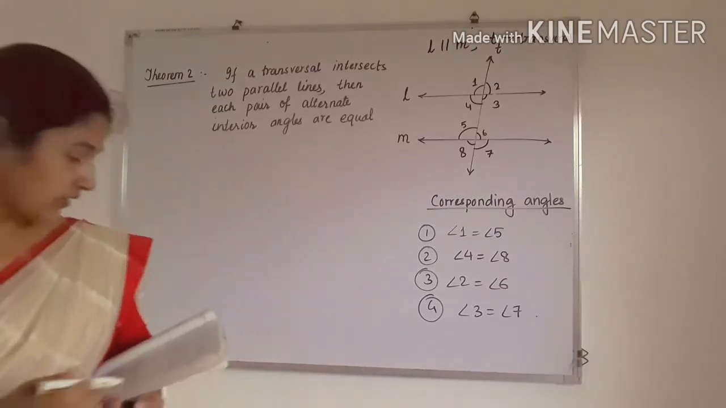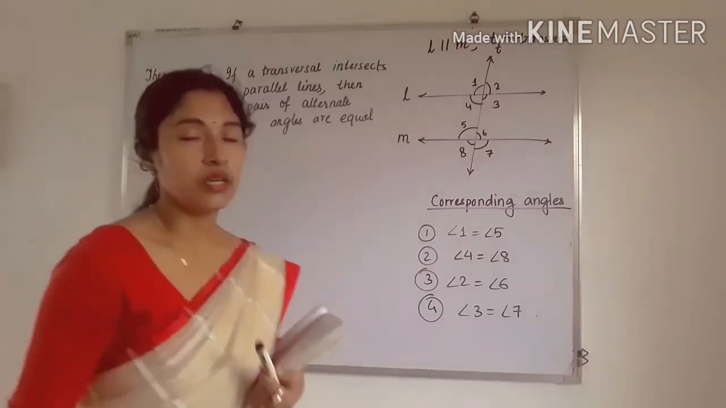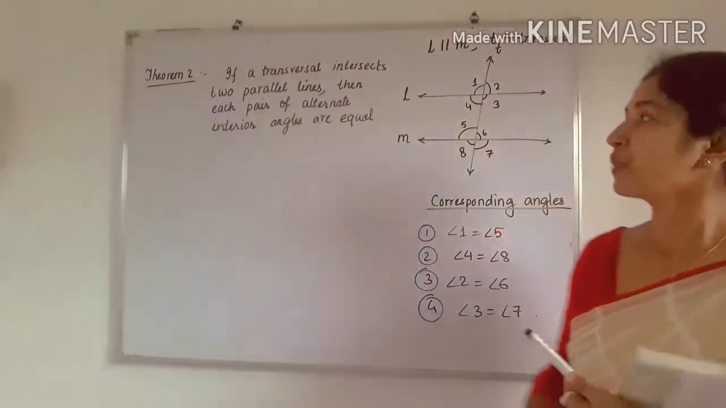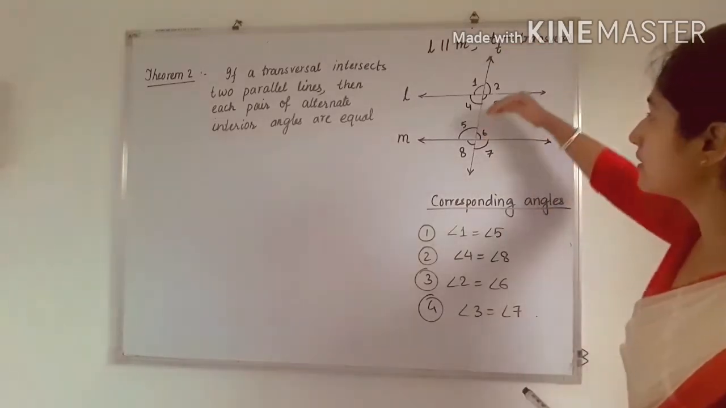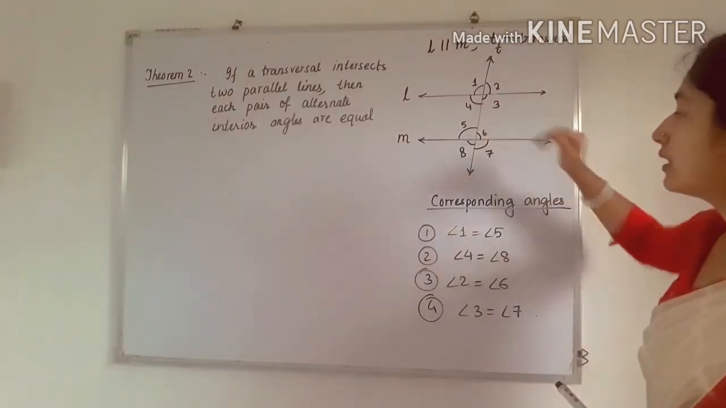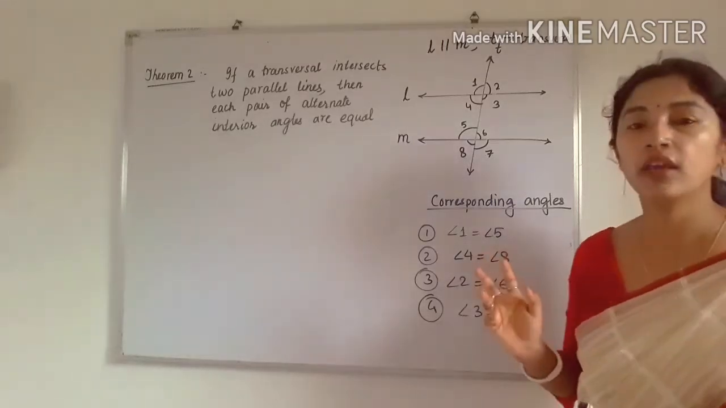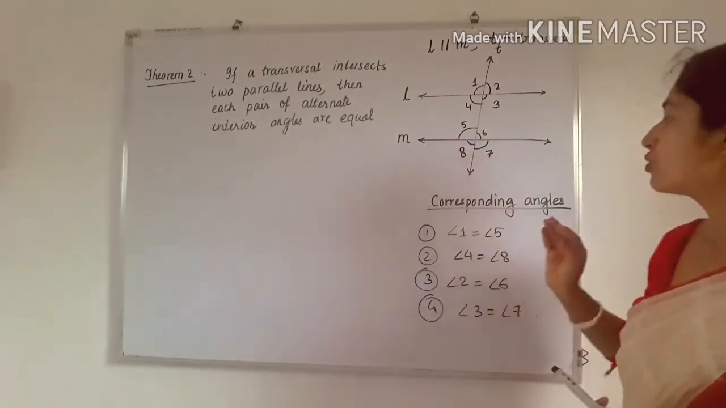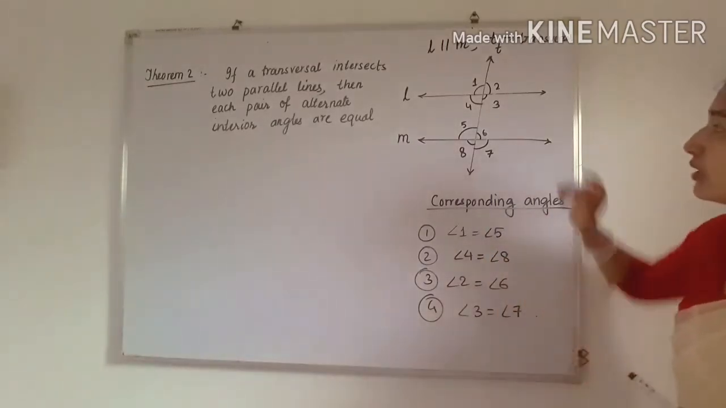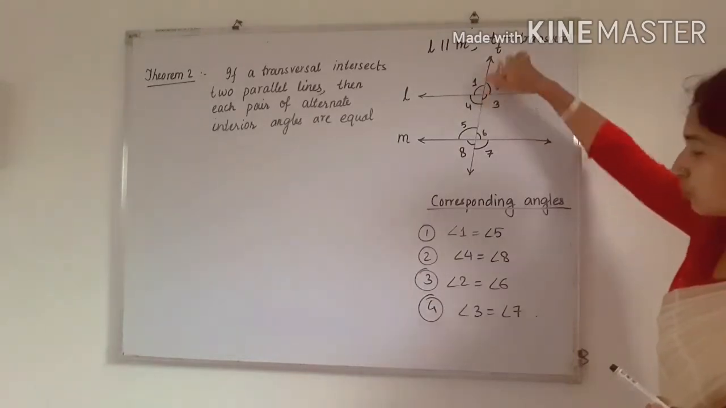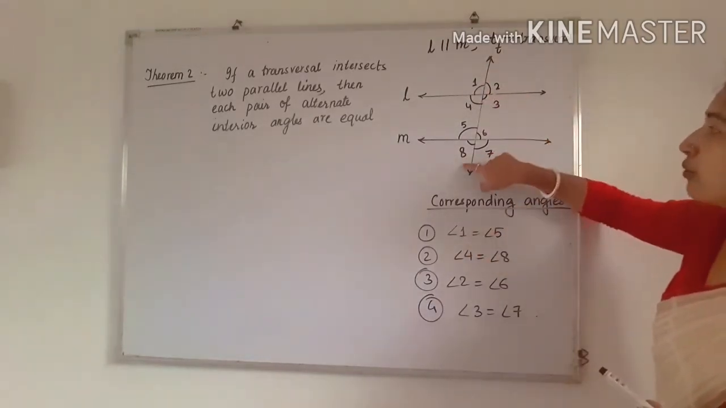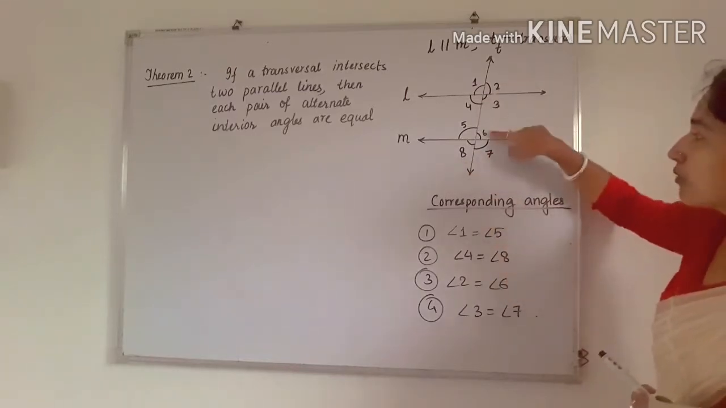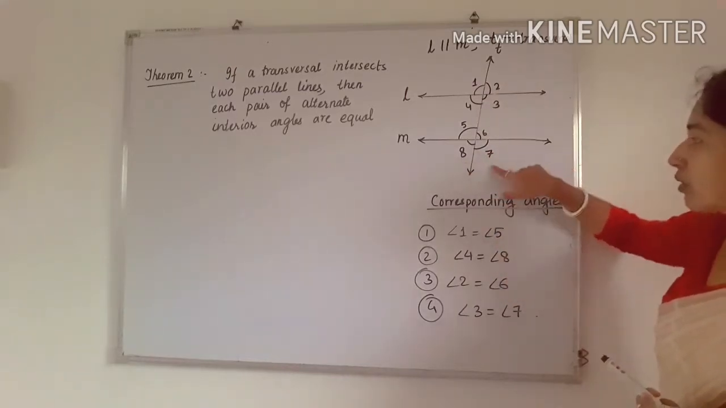So by axiom 6.3, you can see here it is written that if a transversal intersects two parallel lines, this is the transversal and it is intersecting two parallel lines, then the corresponding angles which are forming here will be equal. So here the corresponding angles 1 and 5 will both be equal. Similarly, 4 will be equal to 8. Next, 2 will be equal to 6 and 3 is equal to 7.